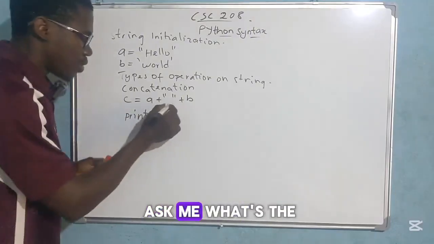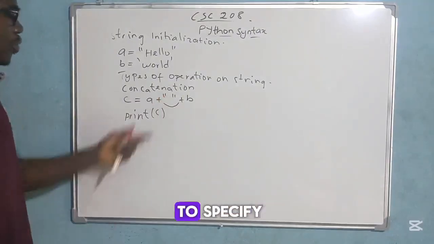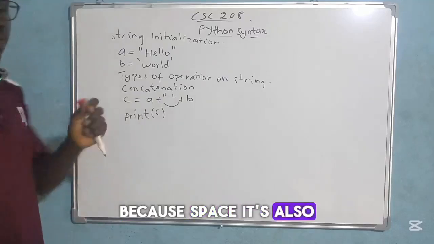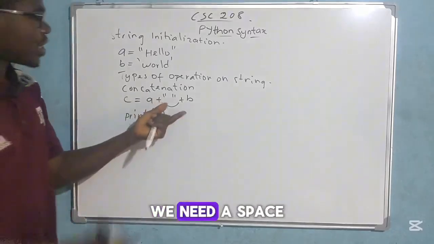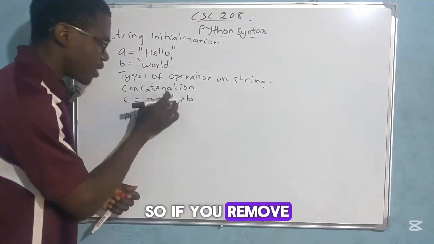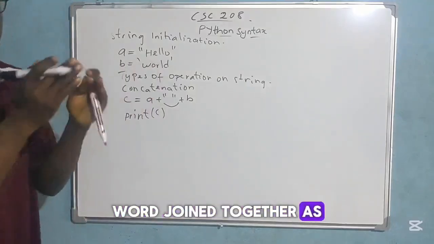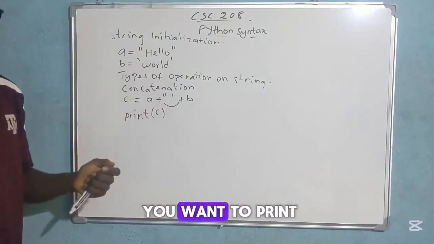I know you might ask me, what's the purpose of these double quotes here? It's to specify a space, because space is also a character. We need a space between hello and world. We don't want them joined. If you remove this space, you're going to have hello world joined together as one complete word, and that's not what we want to print out.